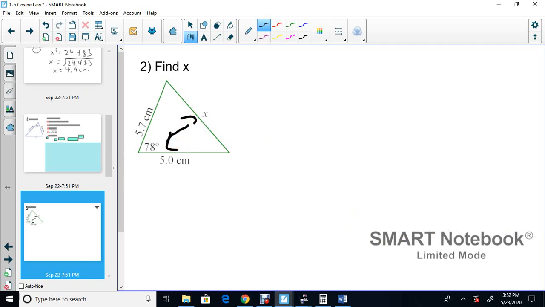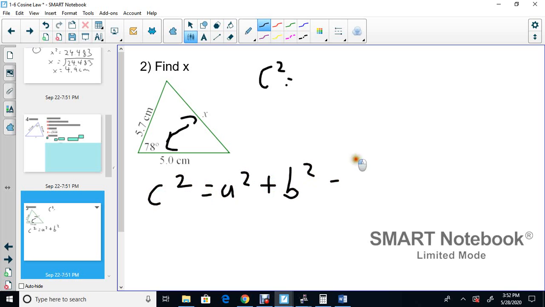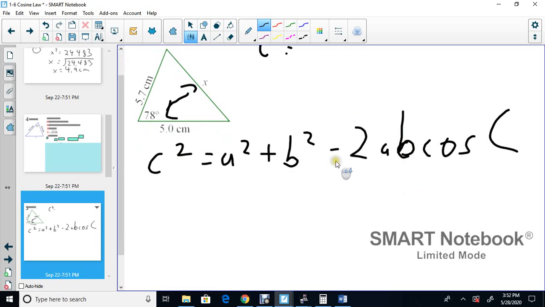As soon as you know they're across from each other, you can go C squared equals... I'm going to write it underneath. C squared equals A squared plus B squared minus 2AB cosine of C. I have it memorized, but you can just copy it out.